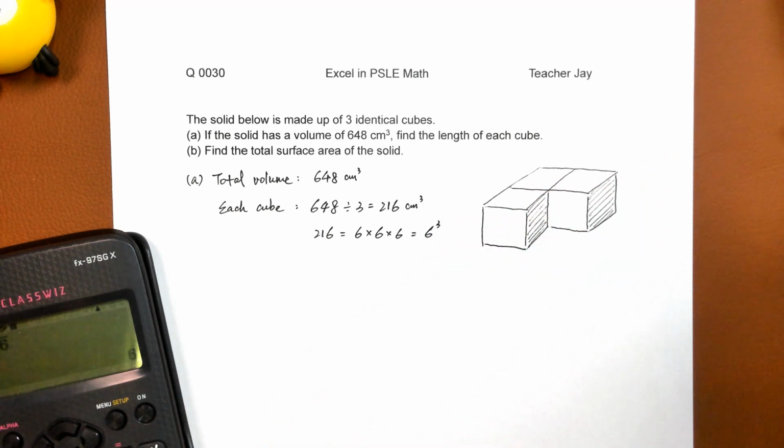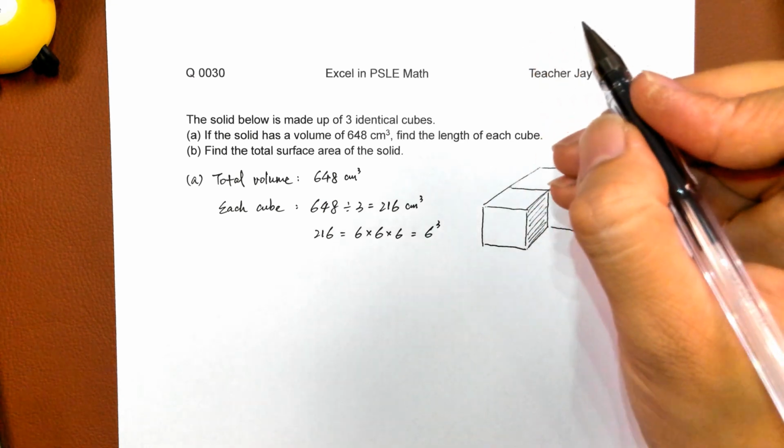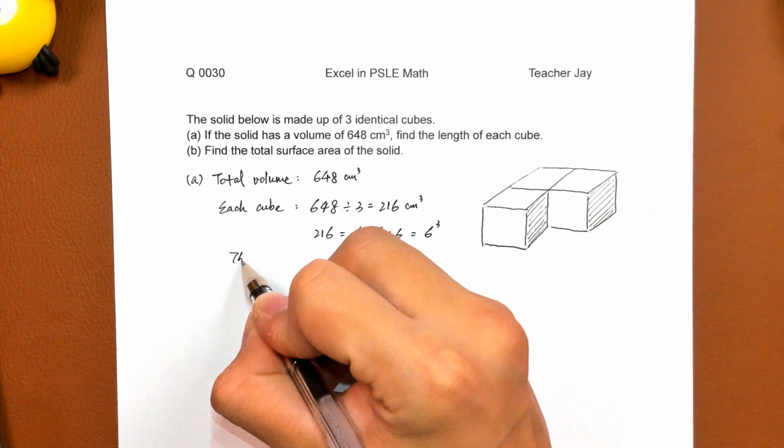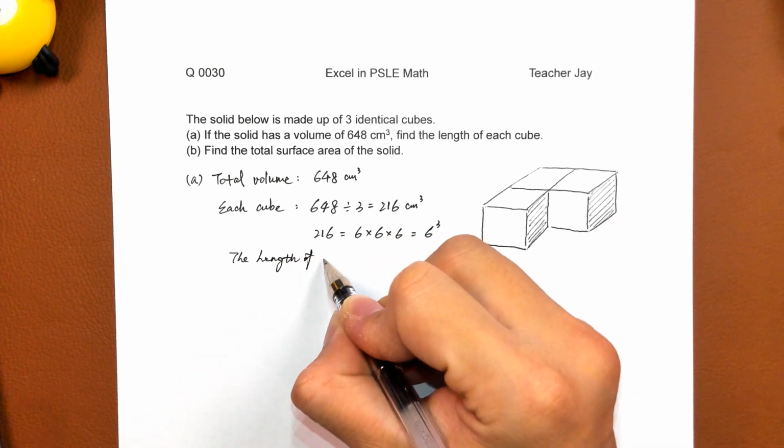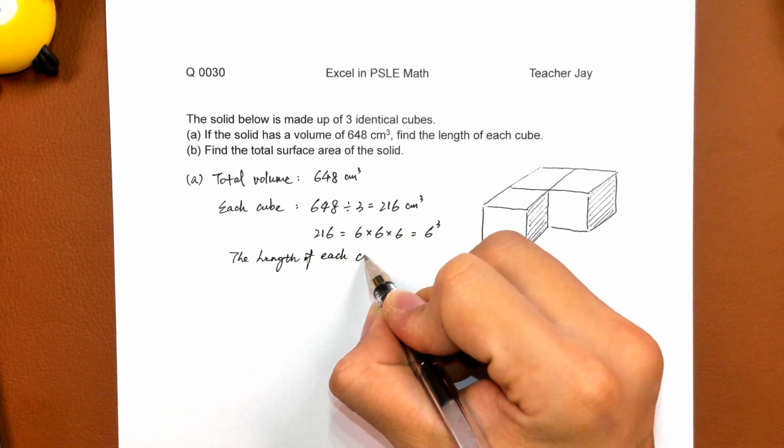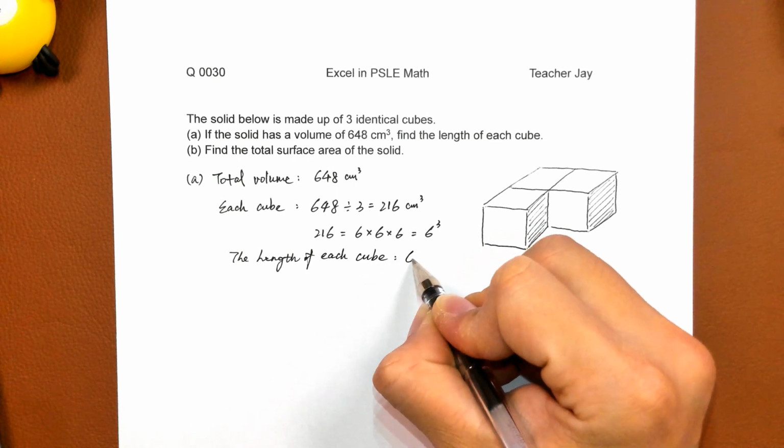So each side of the cube, the length of each cube, is 6 centimeters.